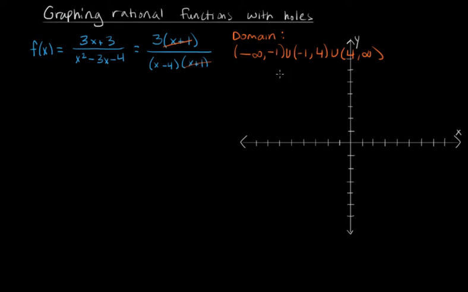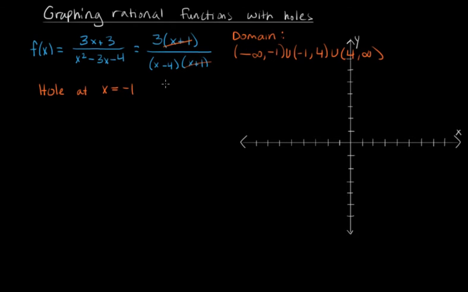But other than that one issue, this function is going to look like 3 over x minus 4, except for -1. At -1, there's going to be a hole, a hole at x equals -1. That means we're just not going to have a point right there. And otherwise, it's going to look exactly like 3 over x minus 4. So let's go ahead and graph 3 over x minus 4.